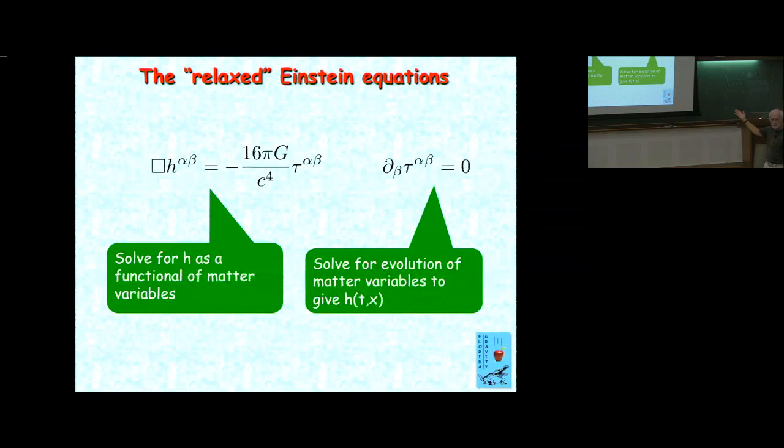And I've just said that, okay? Solve this formally as a functional of the matter variables, and then use this equation, where of course H appears everywhere, to solve for the evolution of the matter variables. Finally, that will give you H as a function of space-time, and from H you can construct the physical metric via that Gothic metric.